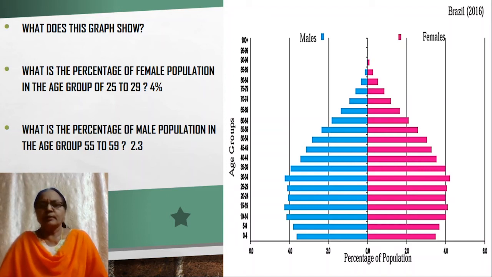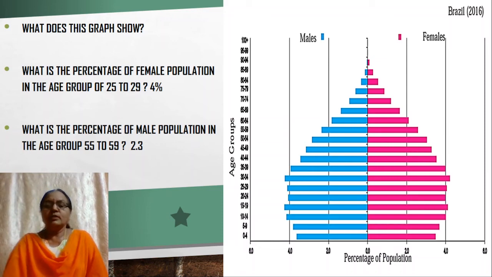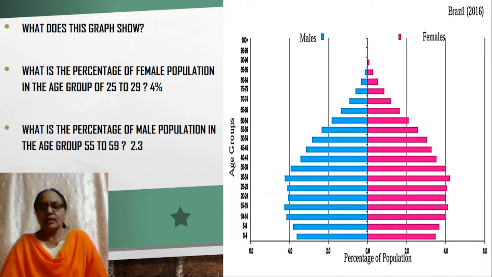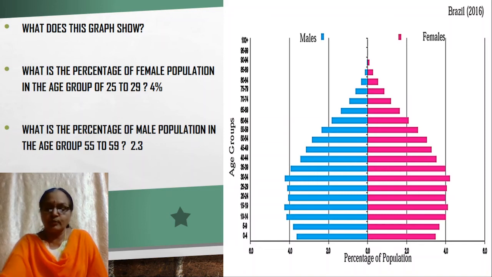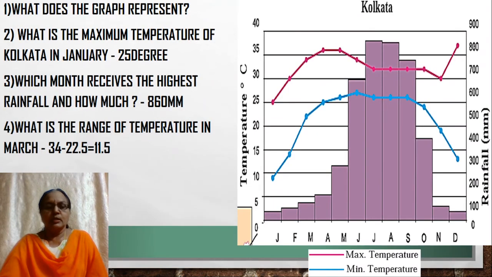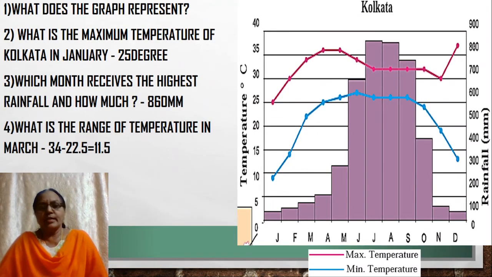Now, here from your textbook, I have taken only the population pyramid of Brazil. There is also a population pyramid of India, but here, just for our practice, I've taken this. You can even have graphs or comparisons between Brazil and India. Now, let us move on to the next graph.